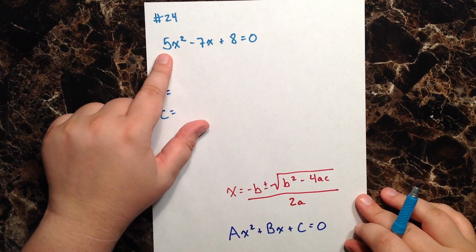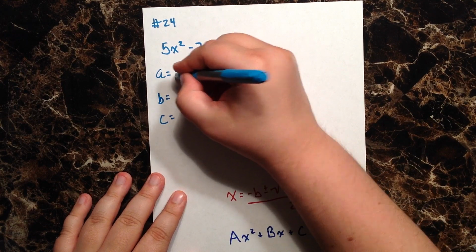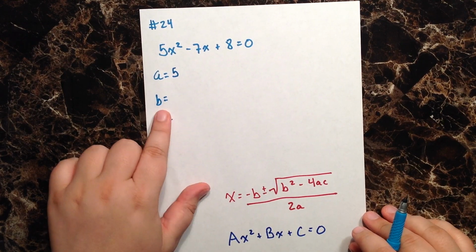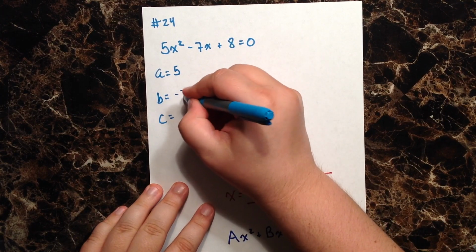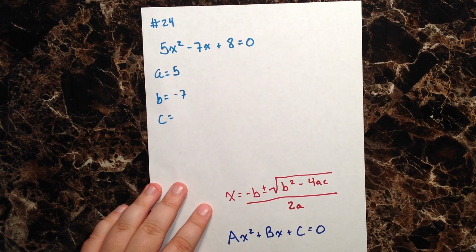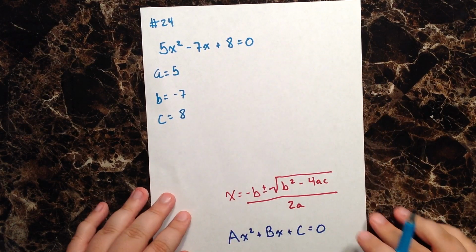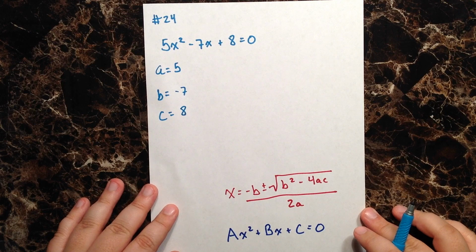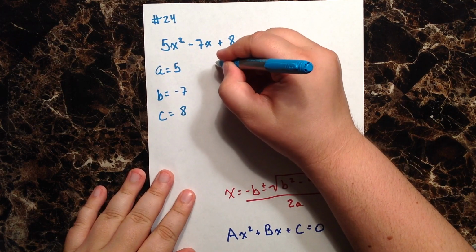A is the coefficient of my x squared term, and in this case that's a 5. My b is the coefficient of my x term, which in this case is a negative 7. And my c is my constant, in this case a positive 8. Now that I've identified a, b, and c, let's plug them in.